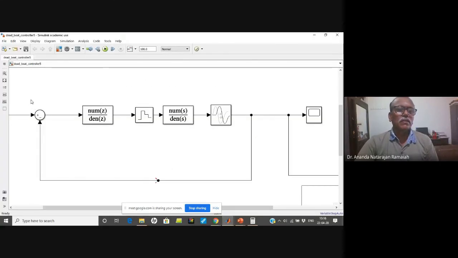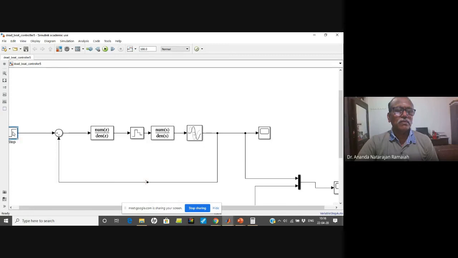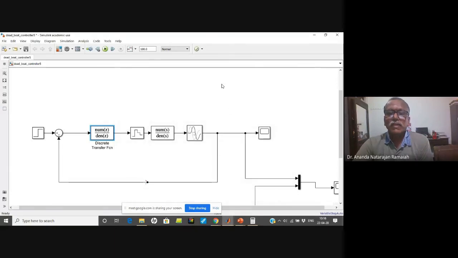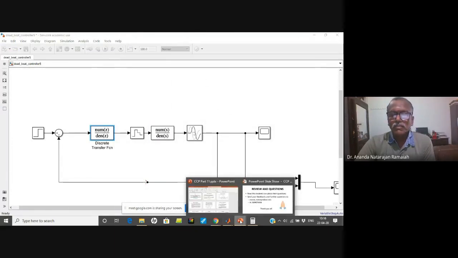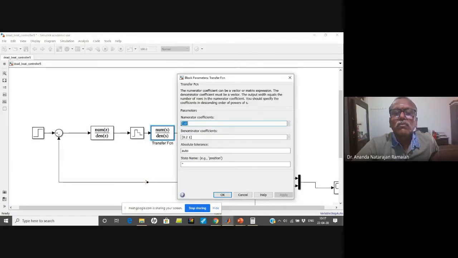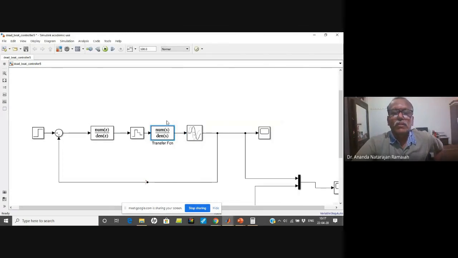You see that this is negative feedback. A step input is given. This is the controller for Dahlin's. The system we have taken is the one we saw yesterday: 10 upon 0.2 s plus 1. It is a first order system, gain is 10, time constant is 0.2.